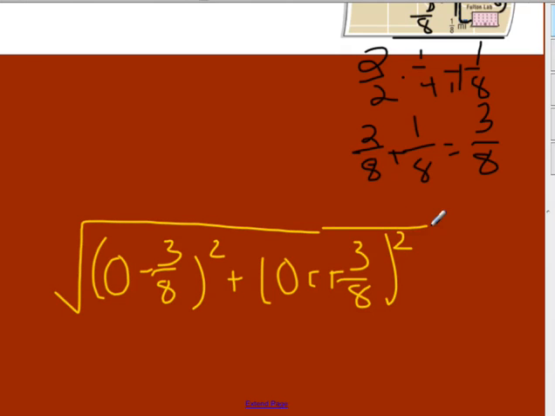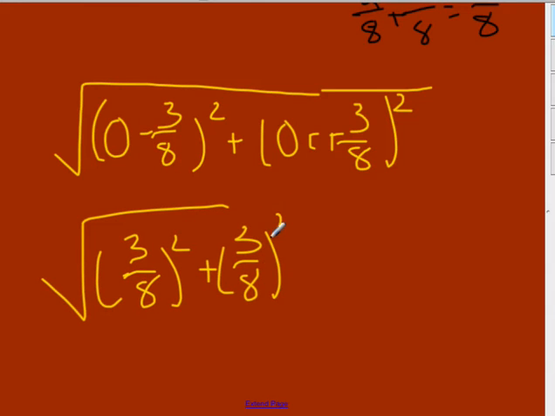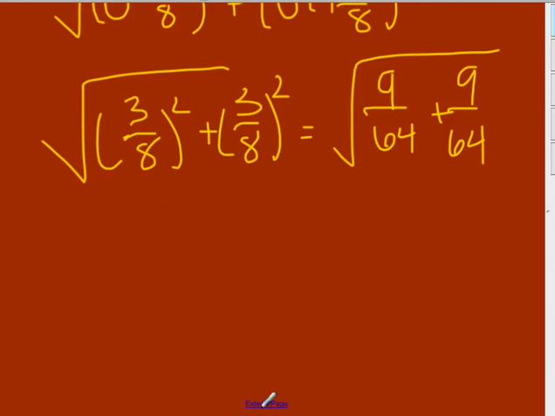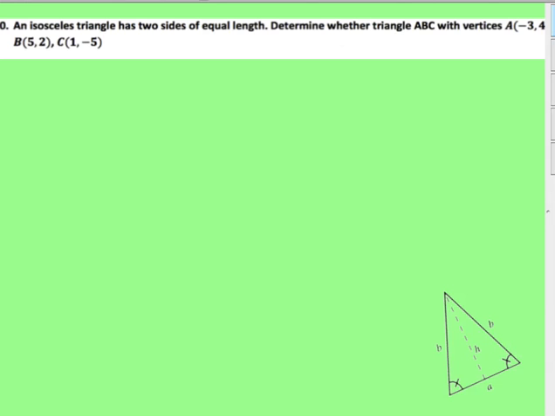So we're going to end up adding those. We get negative 3/8 squared plus 3/8 squared. When you square fractions, you're squaring the top and the bottom. So 3 squared is 9/64 plus 9/64. Adding fractions, you add the numerators, so you get 18 divided by 64, and you take the square root. You can type that into your calculator, the square root of 18 divided by 64, and you get 0.53 miles.